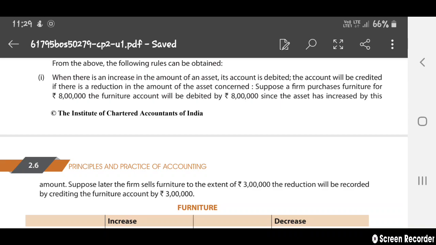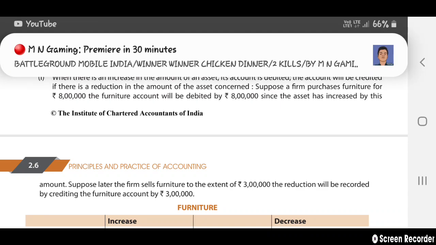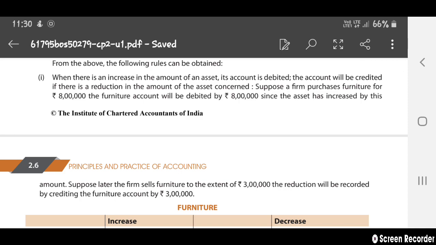When there is an increase in the amount of an asset, its account is debited; if there is a reduction in the amount of the asset concerned, the account will be credited. Suppose a firm purchases furniture for rupees 8 lakh. The furniture account will be debited rupees 8 lakh, since the asset has increased by that amount. Suppose later the firm sells furniture worth 3 lakh; the reduction will be recorded by crediting.